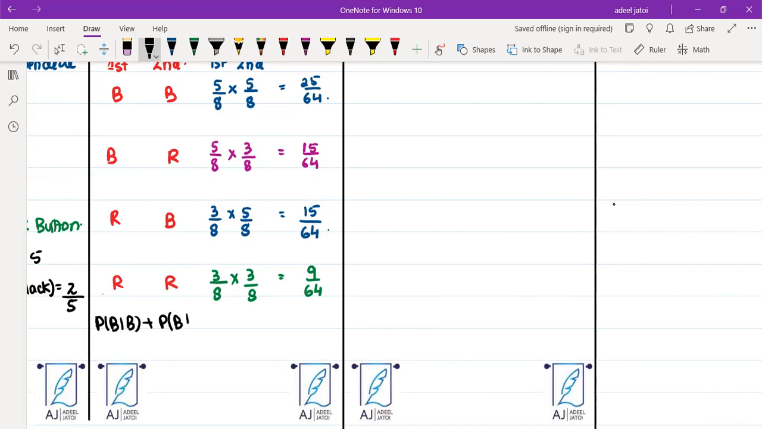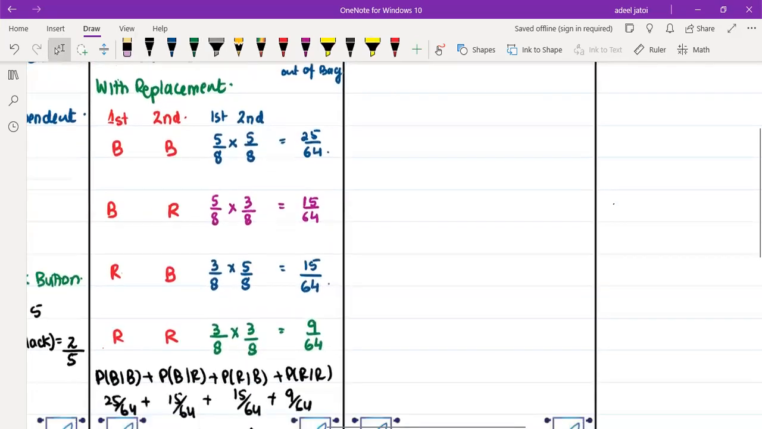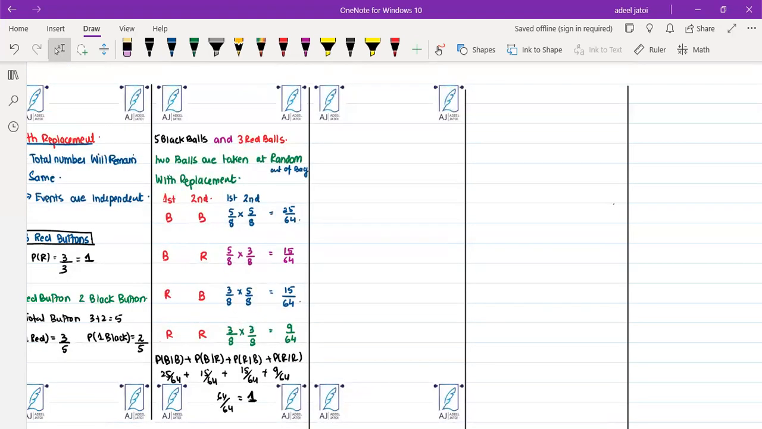That means if I add all the probabilities, I'm adding what? Black-black, black-red, red-black, and red-red, which is 25 upon 64, 15 upon 64, then 15 upon 64 again, and then 9 upon 64. So this is all 64 upon 64, which is equal to 1. That means all the events will have total probability 1 in all the cases. Whenever we talk about total probability, it will always be 1.